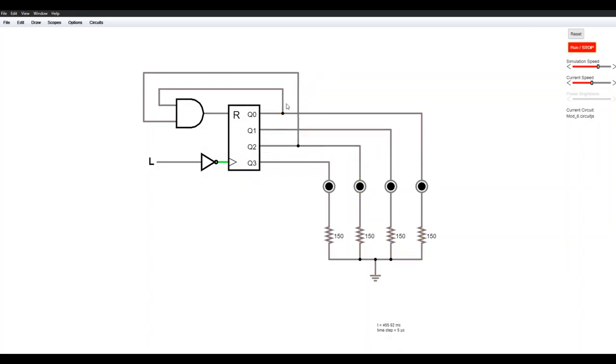So what we do here is look for the next count, which is 6. So I'll be using 6 instead of 5 as the point of resetting your count. And then just to add on here, to have an asynchronous reset, I'll be adding an OR gate.